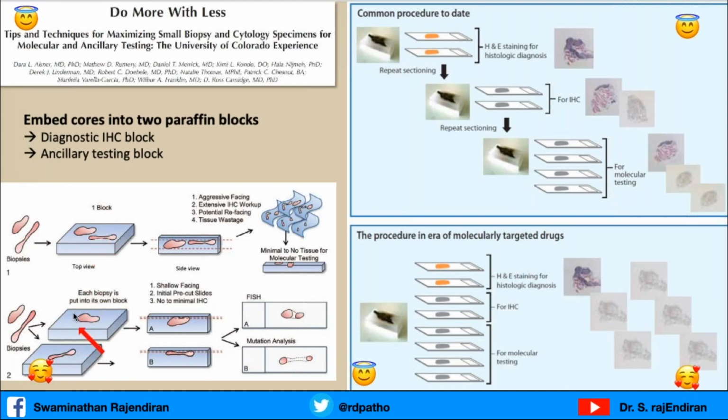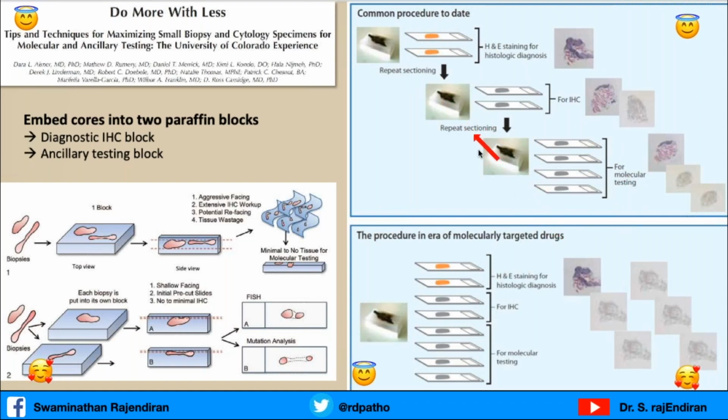Embed in 2 different blocks, because during leveling we may lose tissue from 1 block. So level it in, give it in 2 blocks. And then the common procedure: we get 2 sections for H&E. After that we order for IHC. After that we order for molecular.